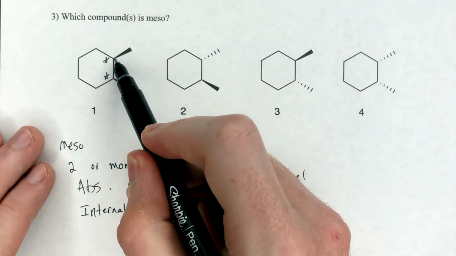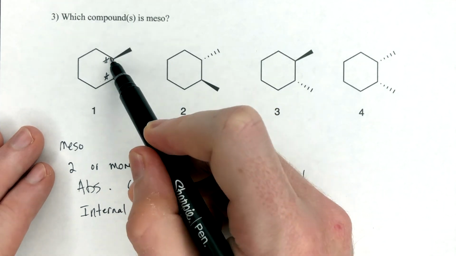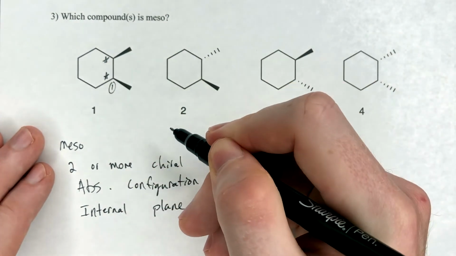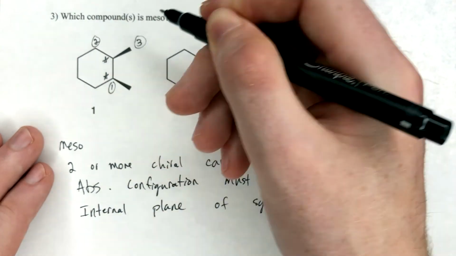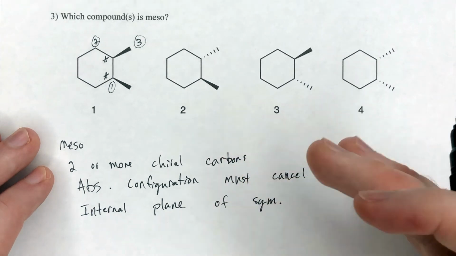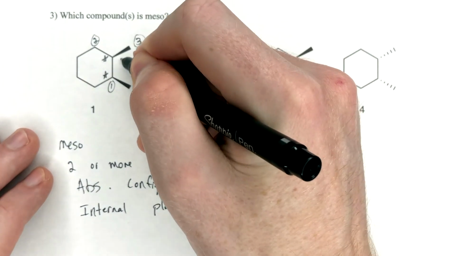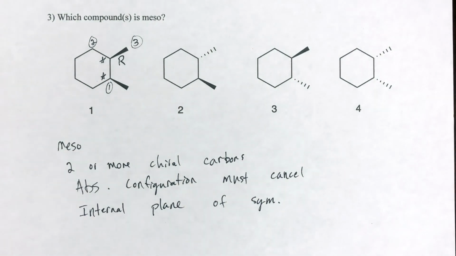So this carbon is bound to a methyl group, a carbon bound to 2 carbons, and a carbon bound to 1 carbon. So the carbon bound to 2 carbons is highest, then the carbon bound to 1 is next, then the carbon bound to hydrogens, the methyl group, is last. This appears to be R. The hydrogen is in the back, so it's actually R. Okay, let's do the next one.